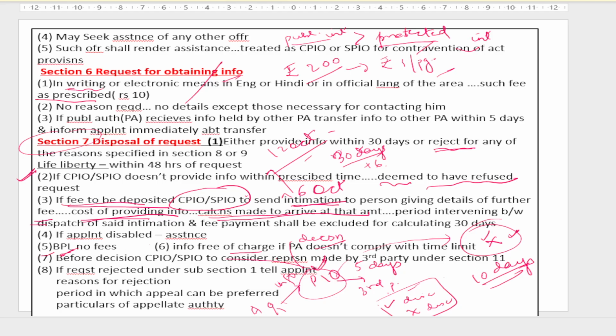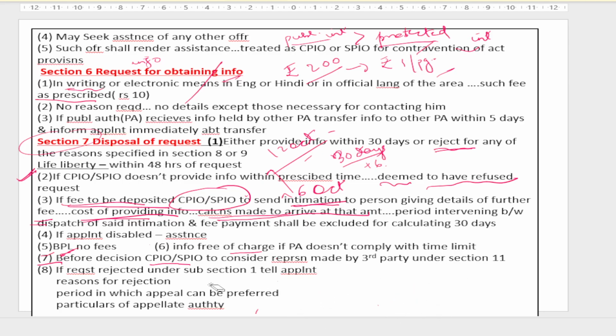So what does subclause 7 of section 7 say? It says that before taking a decision, the central or state PIO has to consider the representation made by the third party under section 11, which the third party has to give within 10 days. And the PIO needs to consider this representation while making a decision. Section 11 covers the information related to third party. We are going to study section 11 in the subsequent slides.